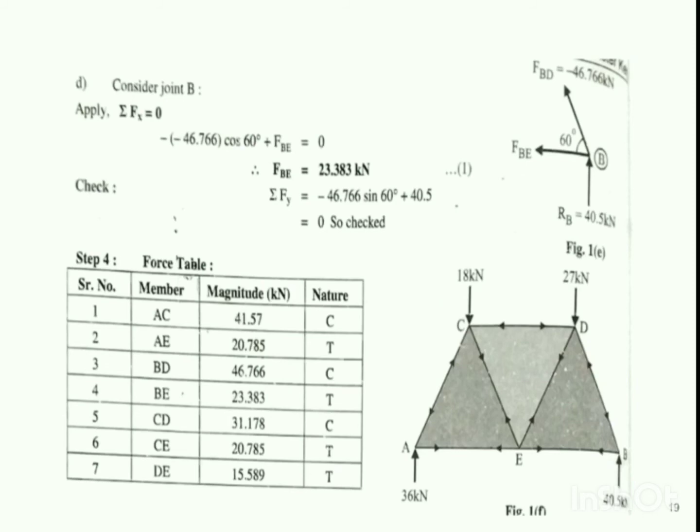Now we need to tabulate the values of all the member forces that we have calculated with their nature. So we got the value of AC as negative. So 41.57 is the value, which implies that it is a member which is carrying compressive force. So we have indicated the nature of the force by writing capital C, which stands for compression. And if we write capital T for any of the member forces, it indicates that the member is carrying a tensile force. Okay, so this is one example on the method of joints, how to use the method of joints.